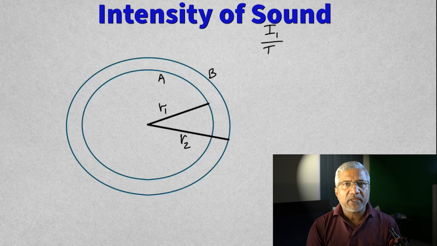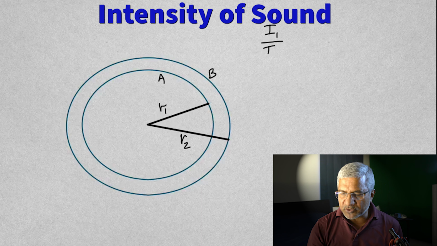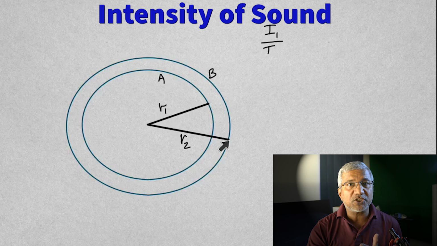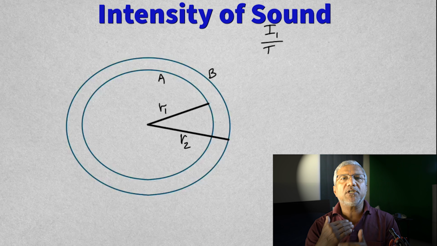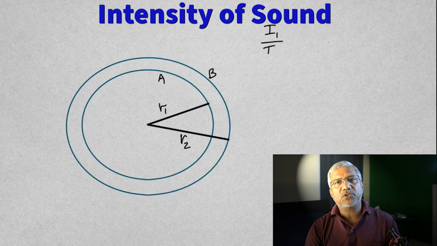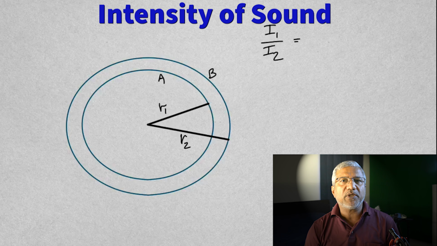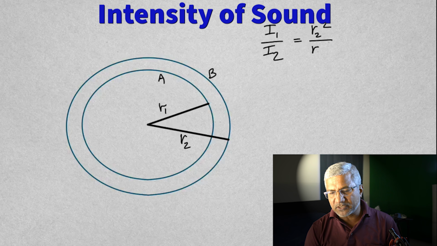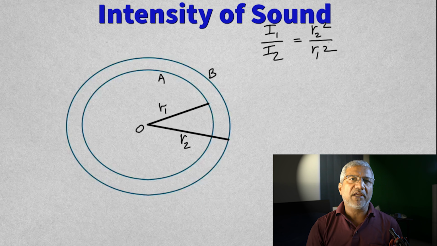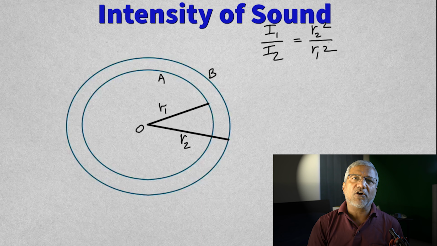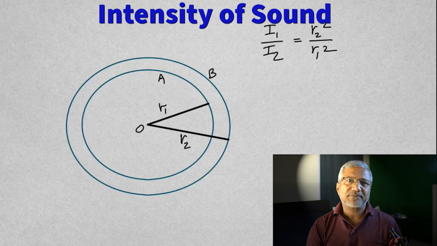That is why when you take the ratio of the intensities at A and at B, it's going to be inversely proportional to the square of the distances, or the radius. So here we are: I1 by I2 is going to be R2 squared by R1 squared. So that's the first thing that we need to know when we talk about the intensity of sound.